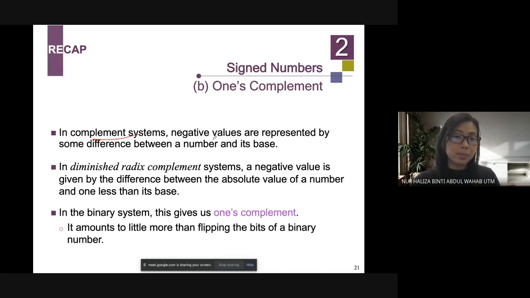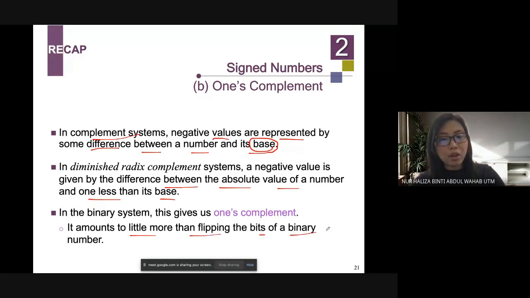In the complement system, negative values are represented by the difference between the number and its base. So in the base system, we also represent it this way. A negative value is given by the difference between the absolute value number and the number that is one less in bits. You can read all of this, but the most important thing is that it amounts to little more than flipping the bits of a binary number. This is under first complement, the binary system that gives you the first complement.